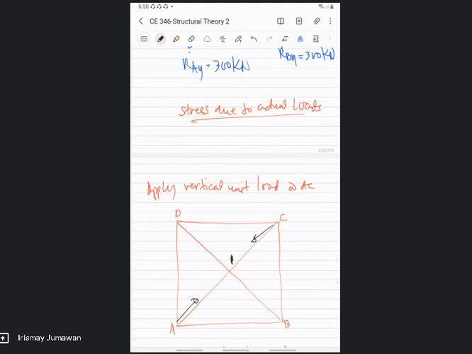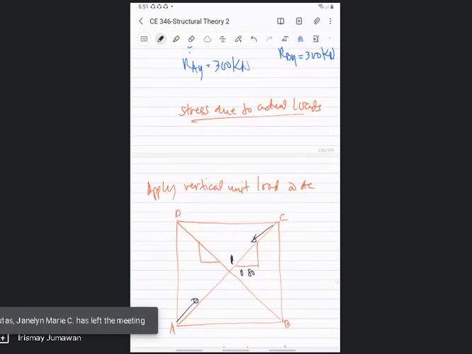Then, we'll compute the force. So you have there one unit load. Now we can get the X component of AC. So you have one times four divided by five. That is 0.8. Then for the Y component, we have 0.6. That is the Y component for member AC.